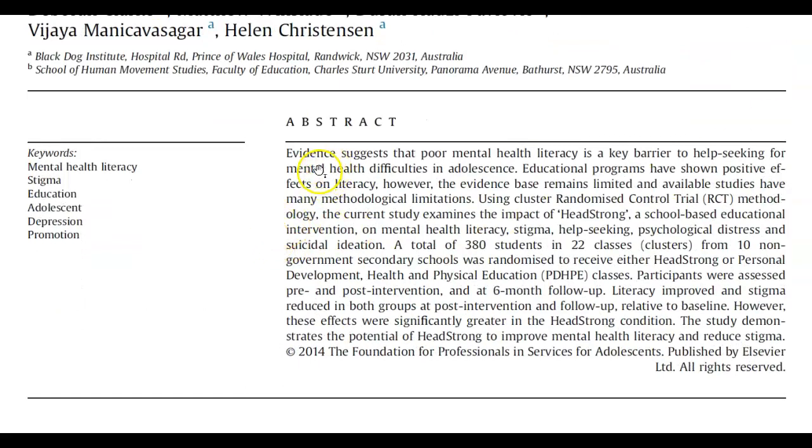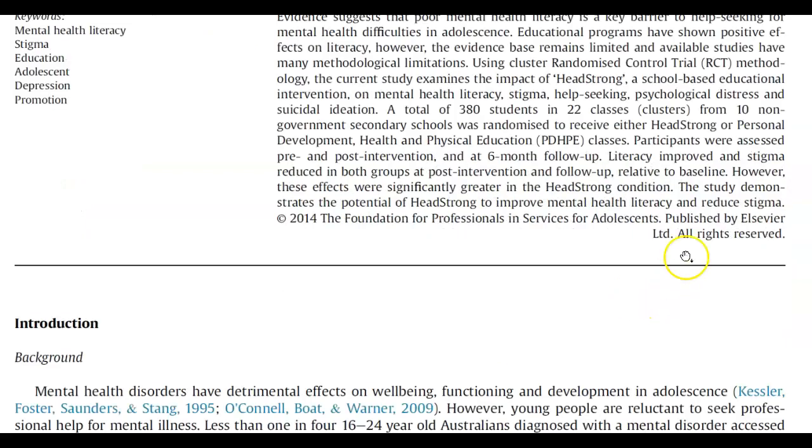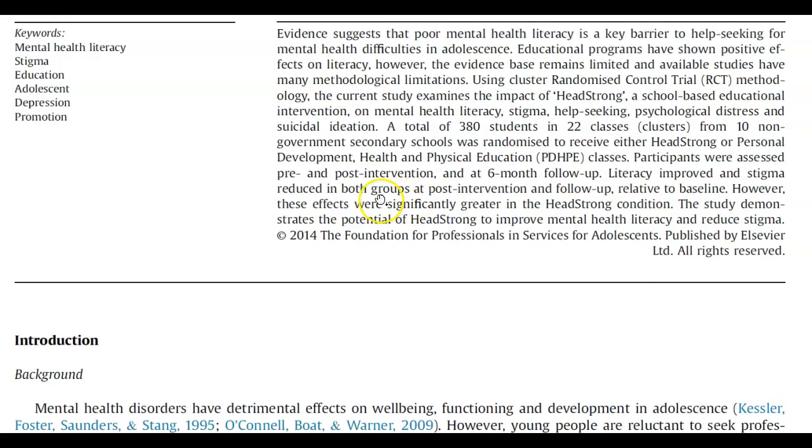But there are ways to get around that. For instance, go back to the abstract, which tells you briefly what the article is about. So you'd want to start here, right? Why is the article being written? Well, evidence suggests that poor mental health literacy is a key barrier to help seeking for mental health difficulties in adolescents. And they have some research background. And they have an explanation of the study. Participants were assessed pre- and post-intervention and at a 6-month follow-up. And it has some indication of the results that they got, that literacy improved and stigma was reduced, et cetera, et cetera, et cetera.